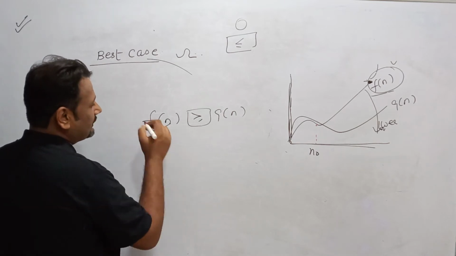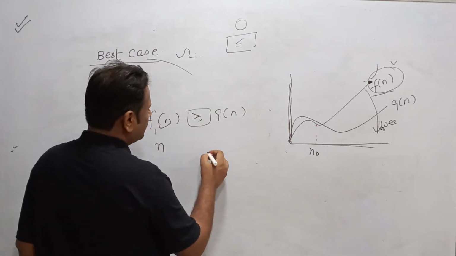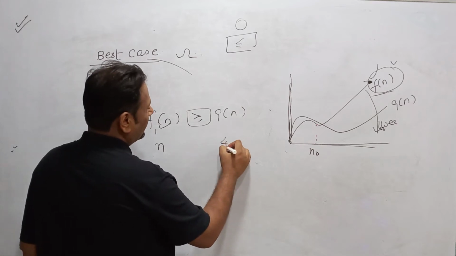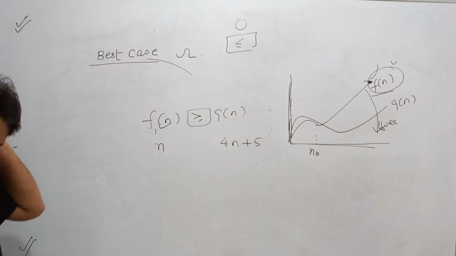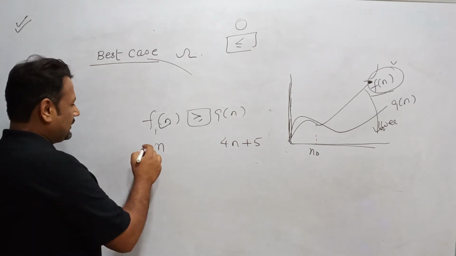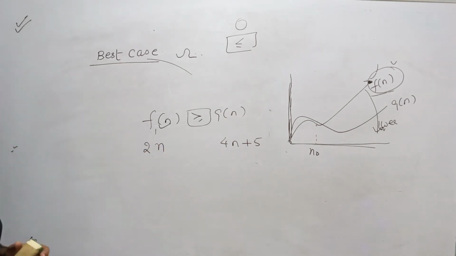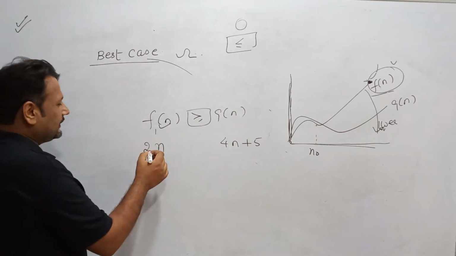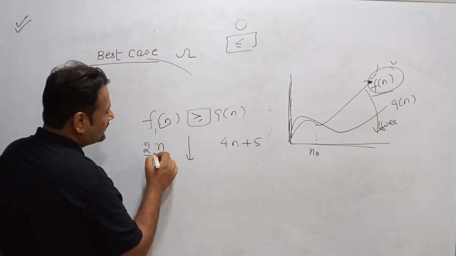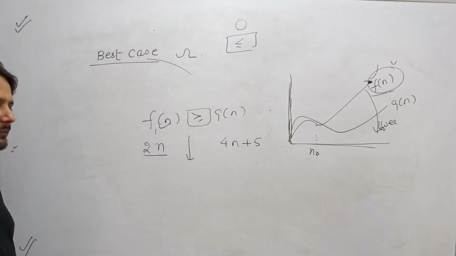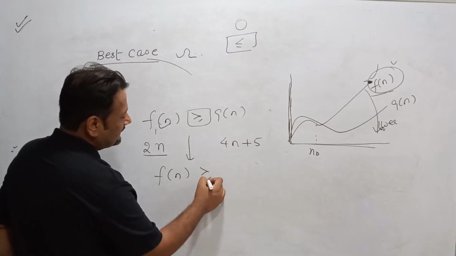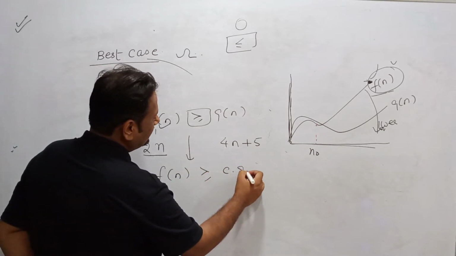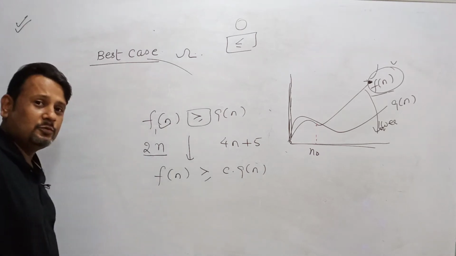Let's say f(n) is equal to n, g(n) is equal to 4n plus 5. Let me take f(n) as, let's say, 2n. Now, can I write omega? At the current position, we can see this 2n is less than 4n plus 5. But what was the thing that we know? If we can prove that f(n) is greater than or equal to c into g(n), c into g(n).